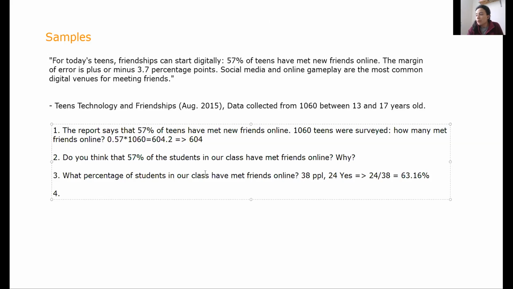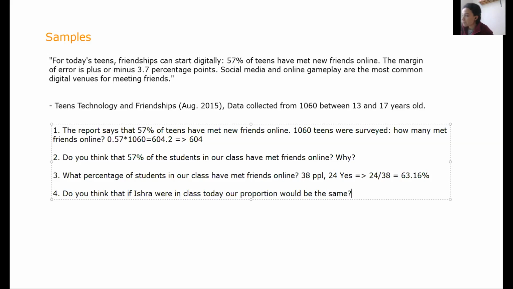Okay, good. So the next thing that I want to ask is, suppose that our sample were actually pretty good and representative of what we expect to estimate. Is it necessarily wrong? I think Ishra isn't here today, so I'm just going to say that for the day. If Ishra were in class today, our proportion would be the same? No. Why?